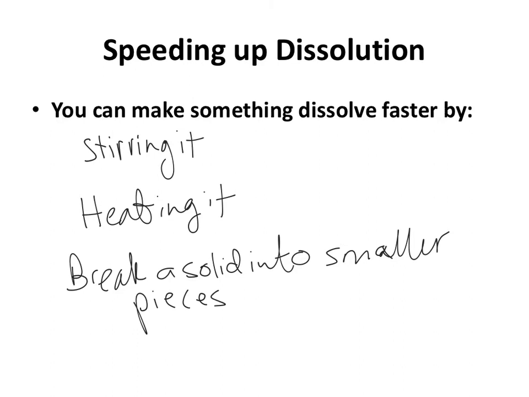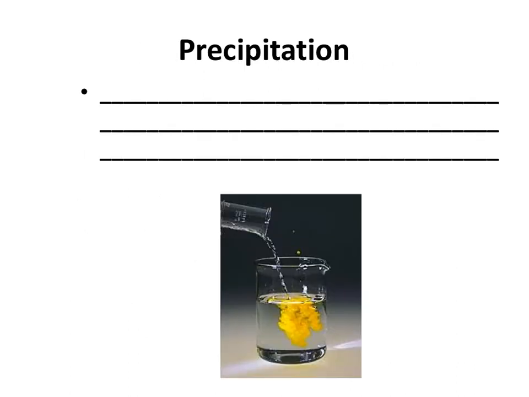This goes back to when we were talking about reaction rates and a way to improve them. If we have more surface area, so more spots for it to react on, or more spots for dissolution to take place, it's going to dissolve faster. Okay. So, precipitation, this is the opposite of dissolution. So this is when the dissolved particles come back together and reform a solid.